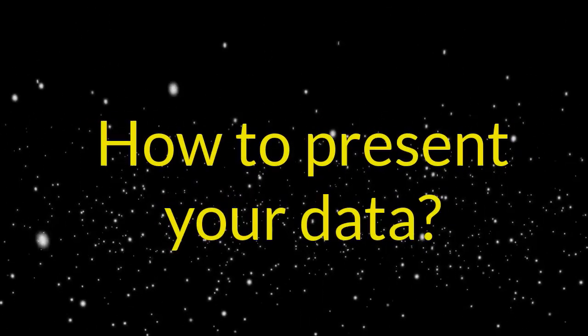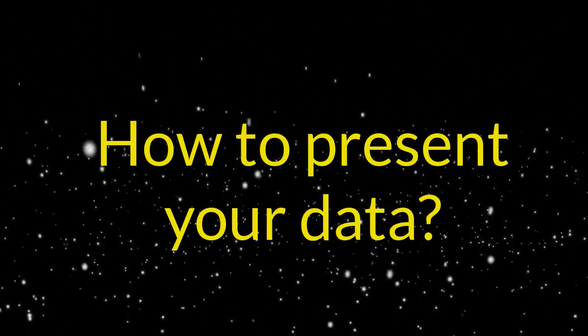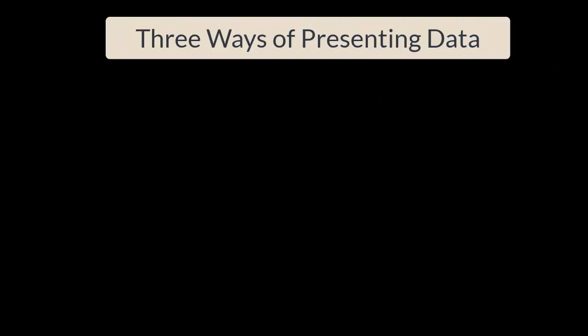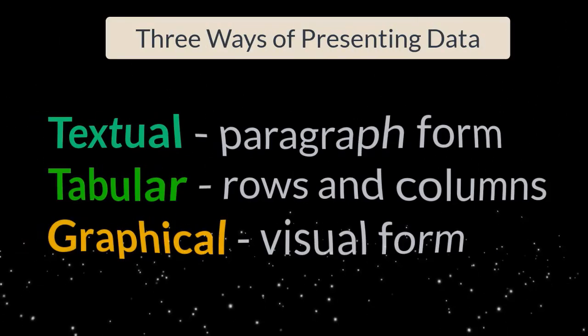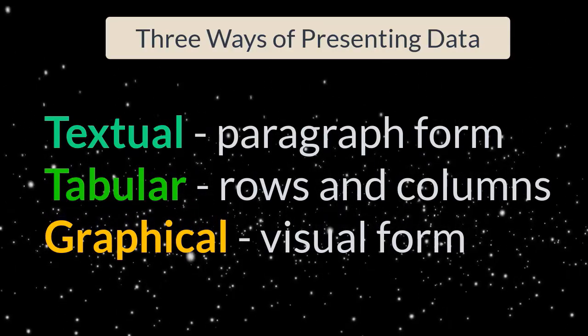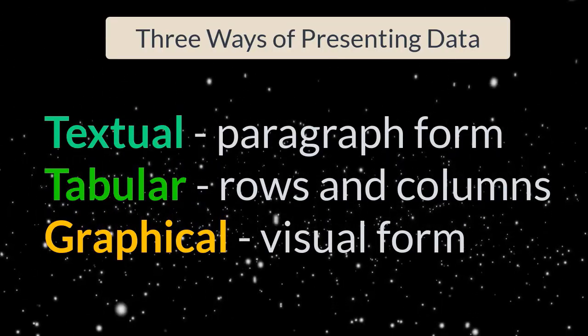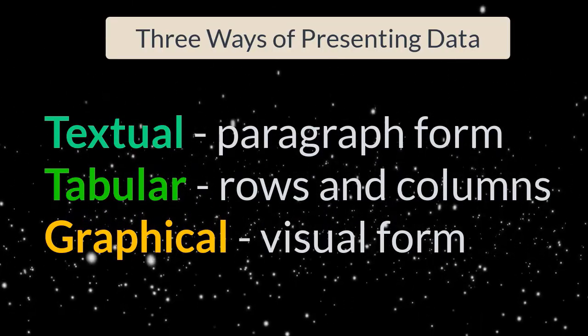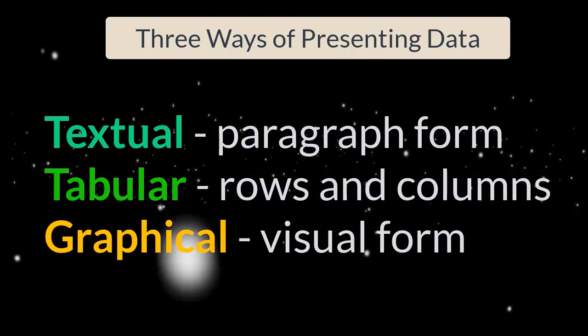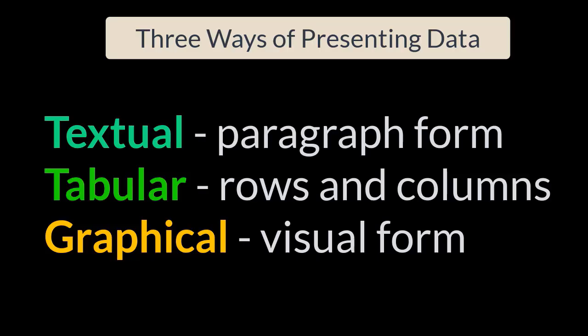The next question here is on how we present our data. Our collected data must be organized in order to show significant characteristics. In presenting our data, we have to consider three ways. The first one is textual, wherein it uses words to present, or in a paragraph form. Tabular, on the other hand, the data are presented in rows and columns. And for graphical, the data are presented in a visual form.